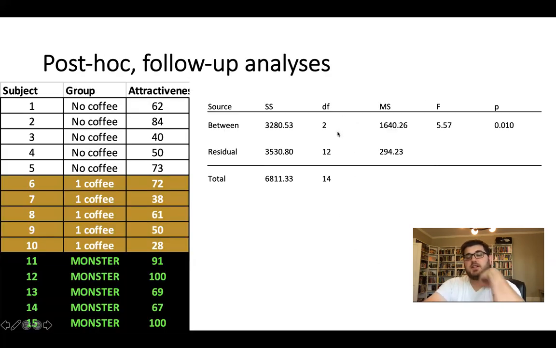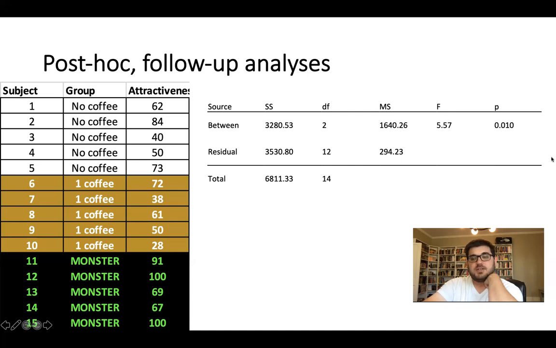This is called an omnibus test. This is telling you that somewhere among the sample means, there is some significant difference between at least one pair. It's not telling you which pair of sample means are different from each other. It's not telling you whether multiple pairs of sample means are different from each other. It's just saying that, among these sample means, at least one group of sample means is different from the others.